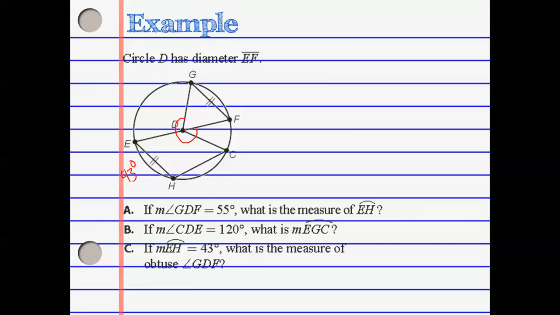Now, just like we had earlier, if EH is 43, I know that GF is 43. And if I know GF is 43, I know that this interior angle right here is 43 degrees. So I know that this whole circle has to add up to 360. So all I'm going to do is take 360 and subtract 43. That's going to give me the obtuse angle of GDF is going to equal 317 degrees. And that is the end of chords and arcs part 2.